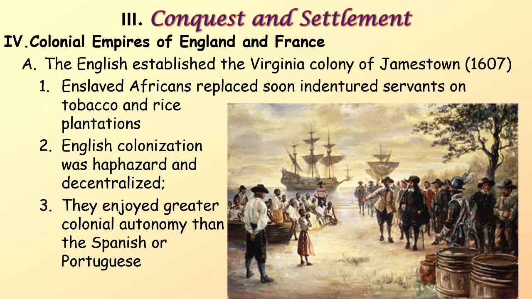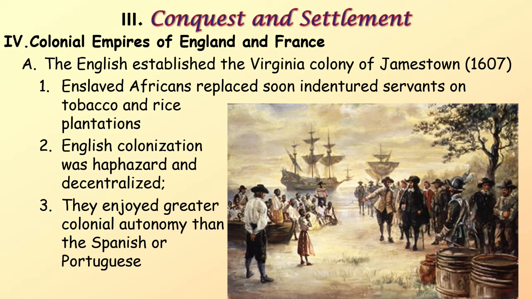Colonial empires of England and France. The English established, as you know, the Virginia colony of Jamestown in 1607, and enslaved Africans replaced indentured servants on these tobacco and rice plantations. And English colonization was not like Spanish or Portuguese colonization. It was haphazard, and it was decentralized.